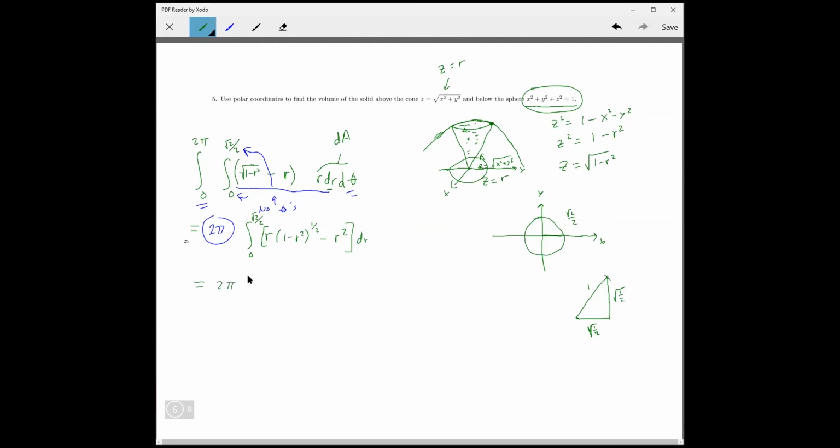Okay, so if we integrate that one, this is -1/3 (1 - r²)^(3/2). So you raise that by 1, minus r³ over 3, evaluated from 0 to root 2 over 2.